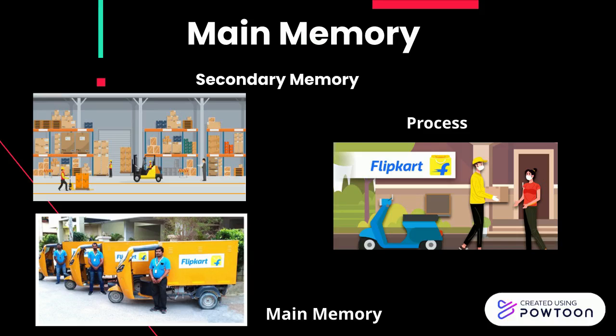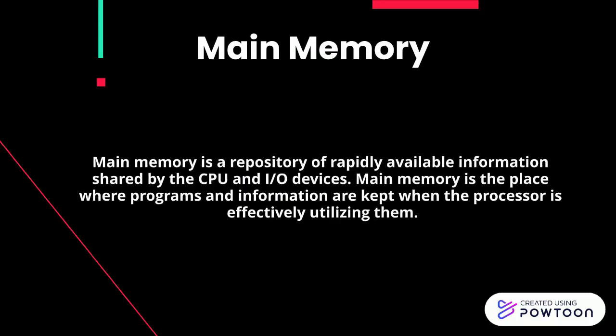So, having understood the example, now let us look at the definition of main memory. Main memory is a repository of rapidly available information shared by the CPU and input-output devices. It is the place where the programs and information are kept when the processor is effectively utilizing them.